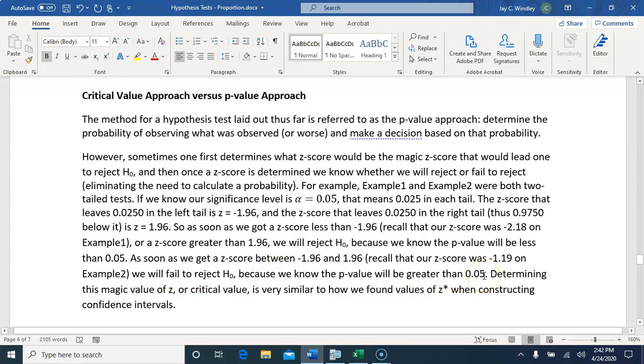So that's referred to as the critical value approach, determining ahead of time what value of z would cause you to reject the null hypothesis, and then compare z to that magic value of z, as opposed to calculating a probability and comparing that probability to 0.05. How we determine this z of negative 1.96 and positive 1.96 is very similar to how we find a z star for constructing a confidence interval, which is also called a critical value.